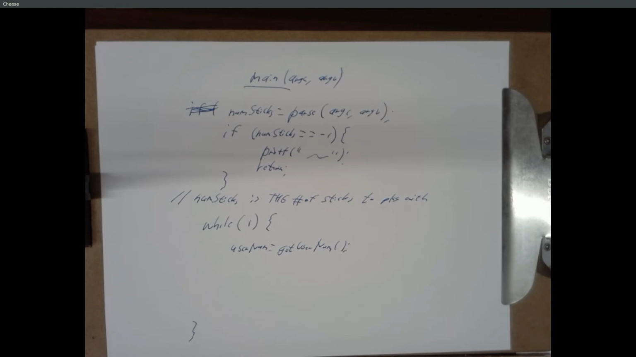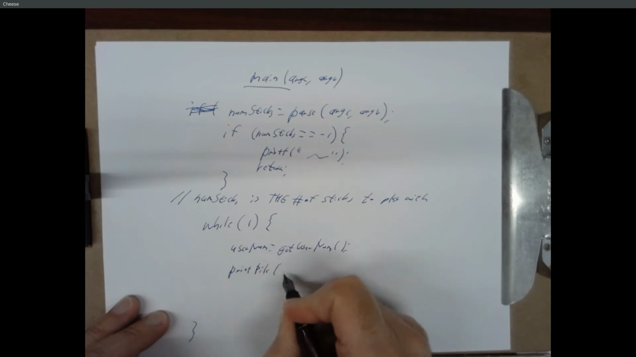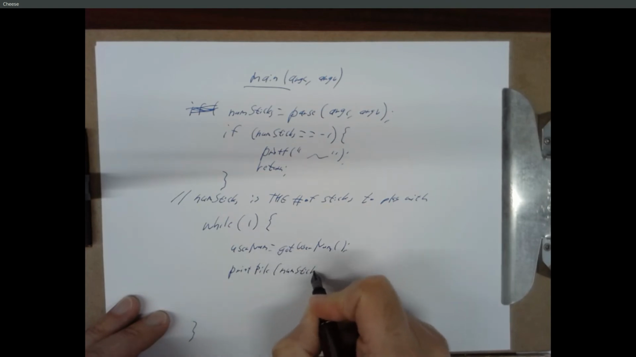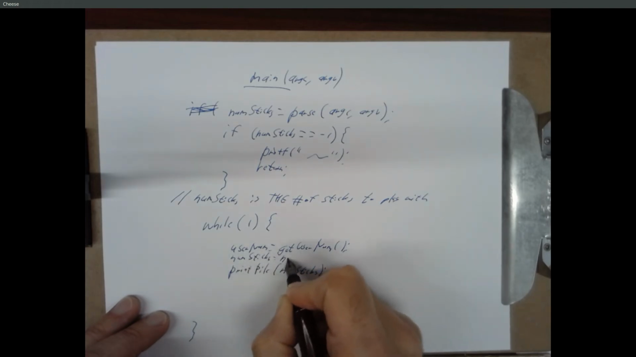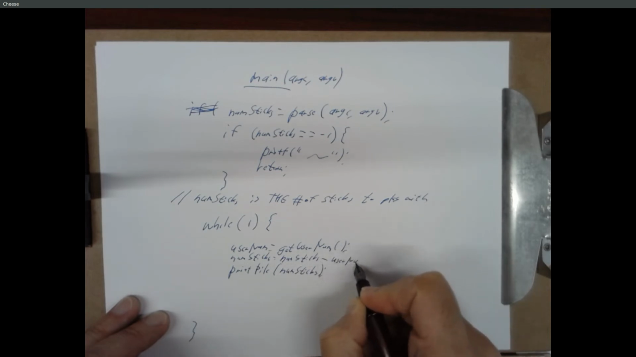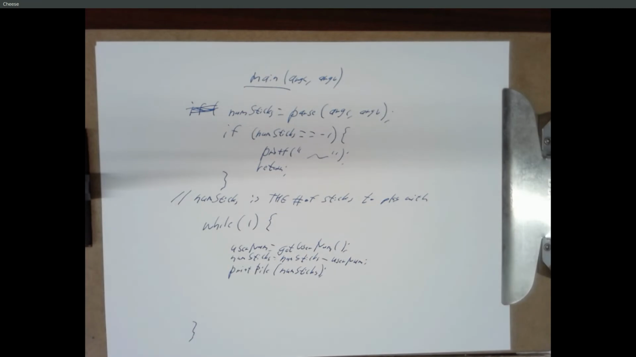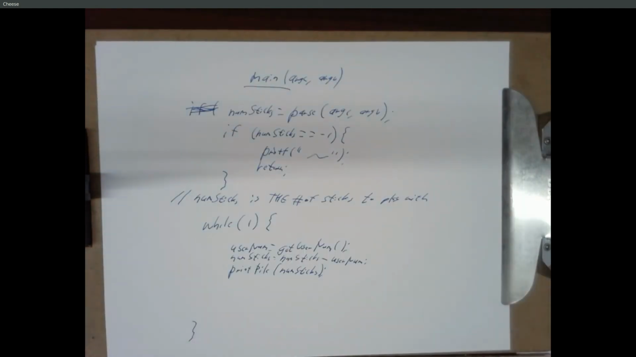And then subtract it from the pile, so numsticks equals numsticks minus usernum. And then print out the pile, right? I'll just say print pile numsticks. So subtract the number from the pile and then print out the pile. And I've taken the whole user move and basically thrown it into 2 function calls and 1 subtract statement.